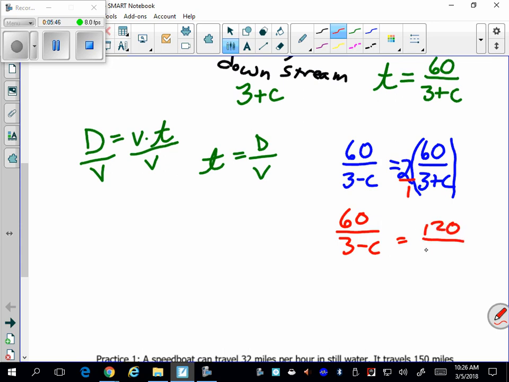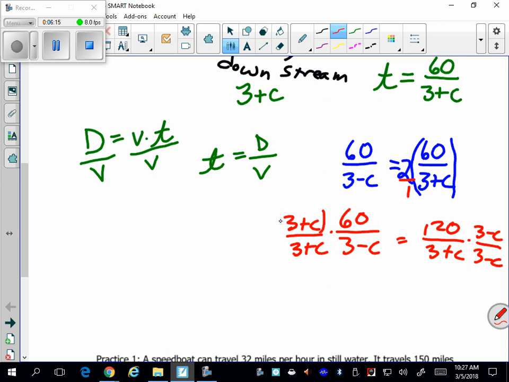Well, now we have rationals. And when we're doing this, you can either do cross multiplying, or what we've learned already in rationals is if you get your like denominators, you can just drop denominators. So multiply the right side by 3 minus c, multiply the left side by 3 plus c. But there are multiple ways to solve this problem. So when you have like denominators, you can just drop the denominators and then solve your numerators.